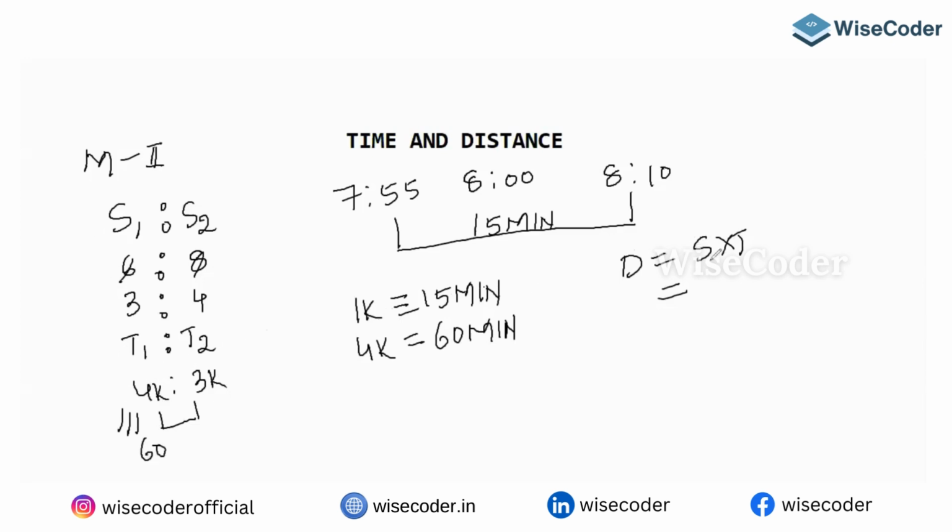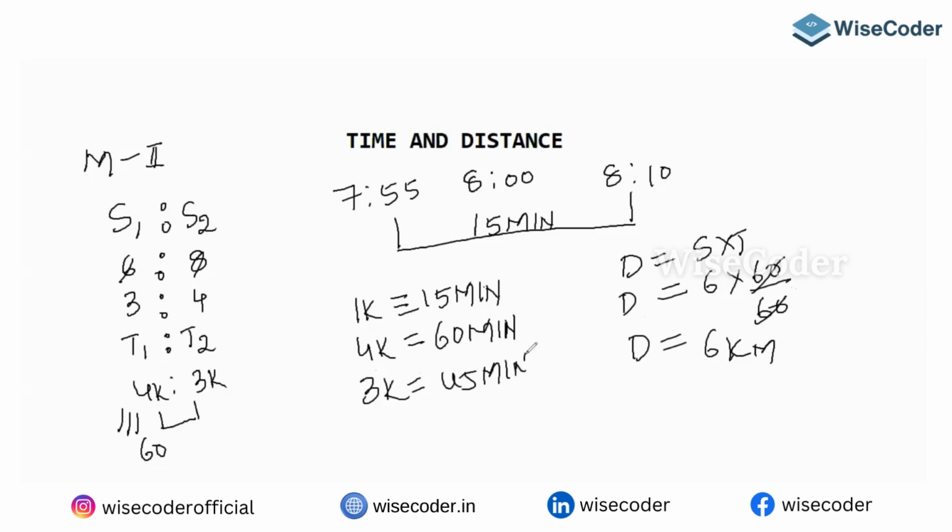So let's take that speed. What is that speed? 6. Time is 60 minutes, so 60 minutes by 60. You can write directly 1 hour. So 60 gets cancelled, and you will get 60 kilometers. You can write 3K is equal to what here? 45 minutes. Okay, 3K is equal to 45 minutes. You can write that also.